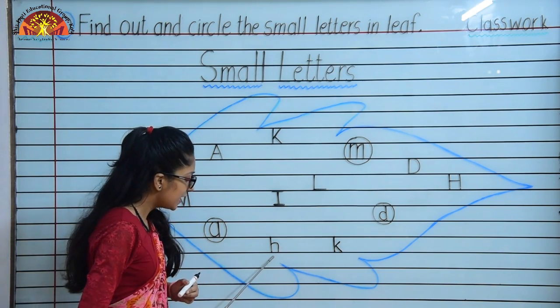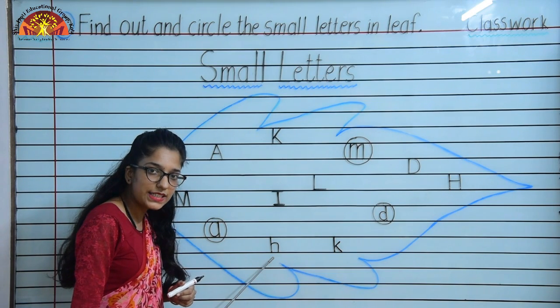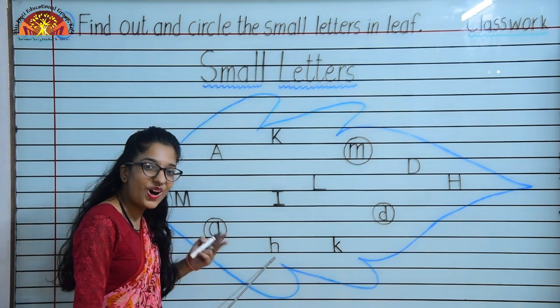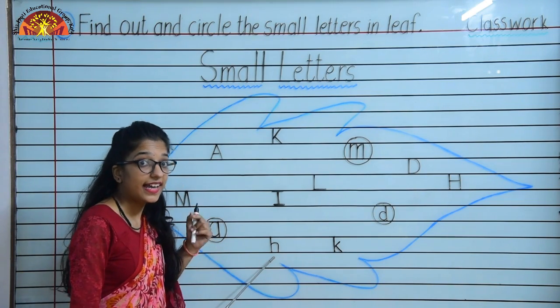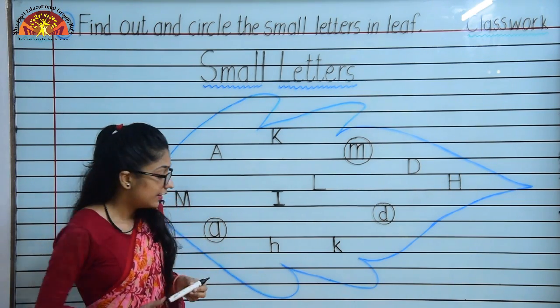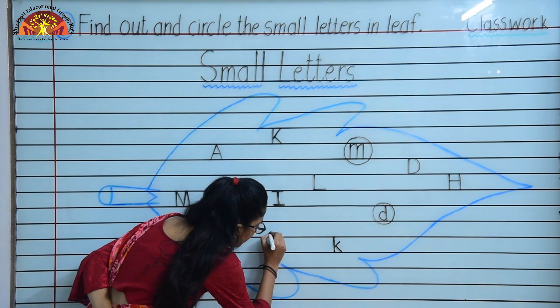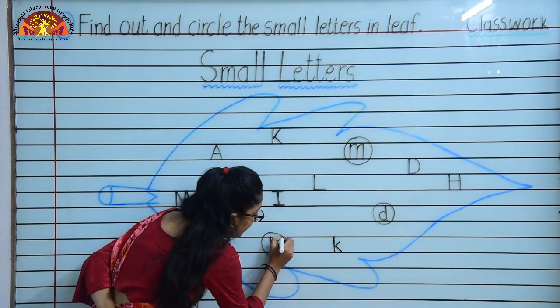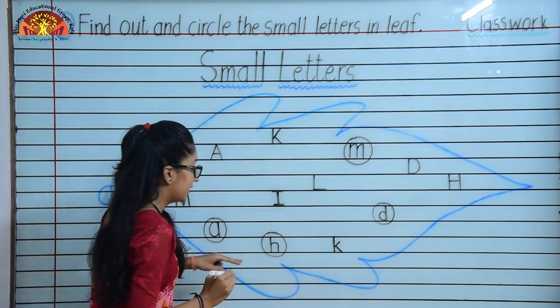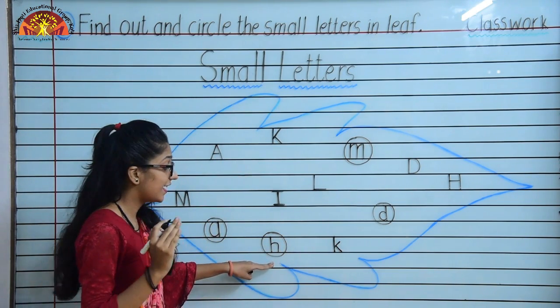Now move to next one. Now tell me, this letter is small or capital? It's small. So we have to circle this small letter H. Okay. Let's do now. Like this. This is small letter H.